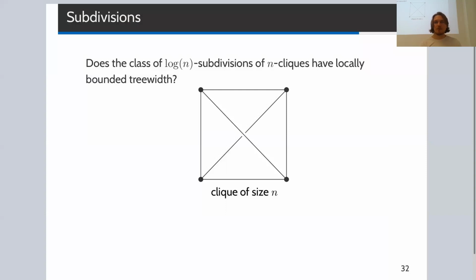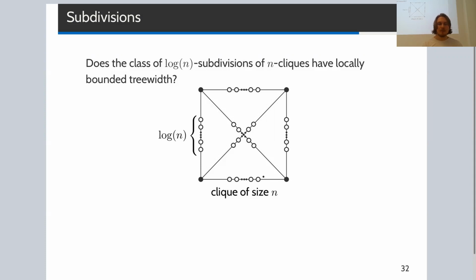And let's turn towards a little bit stranger example of a class with locally bounded tree width. So let's take a clique of size n, and for every n, we define the class as follows. It contains a clique of size n after we subdivide every edge log n times. So the class of log n subdivisions of cliques of size n. We have here n vertices, and we replace every edge with a path with log n vertices.